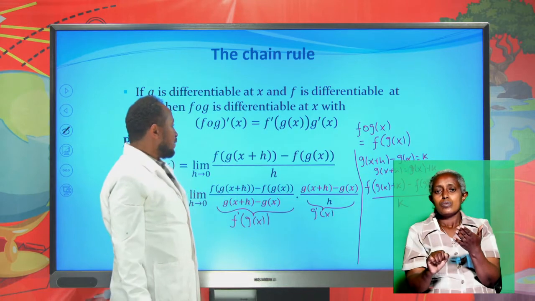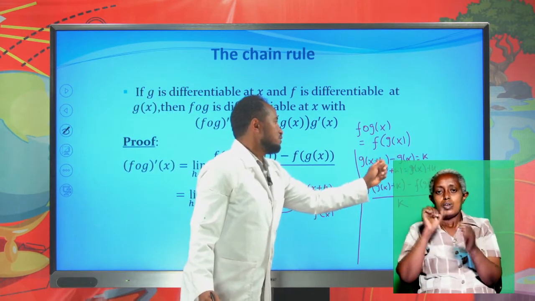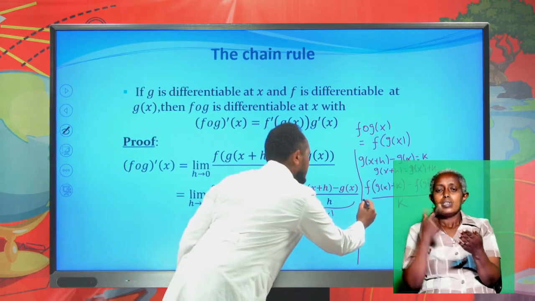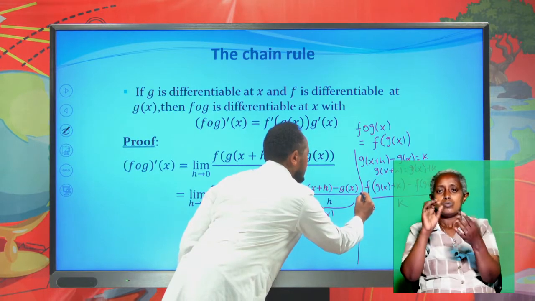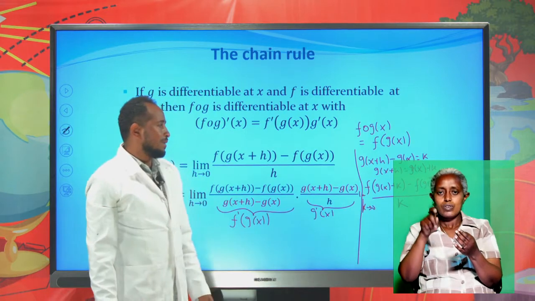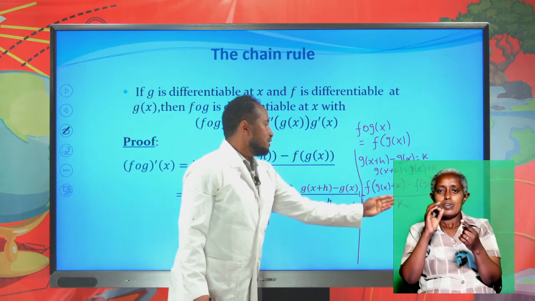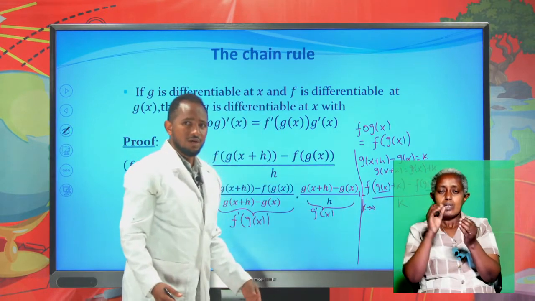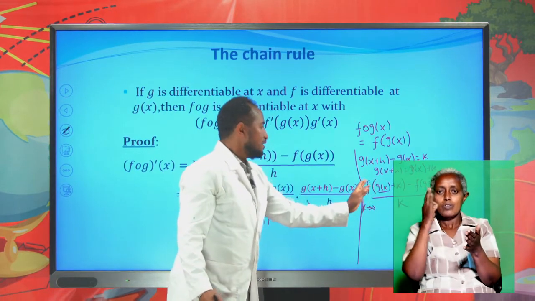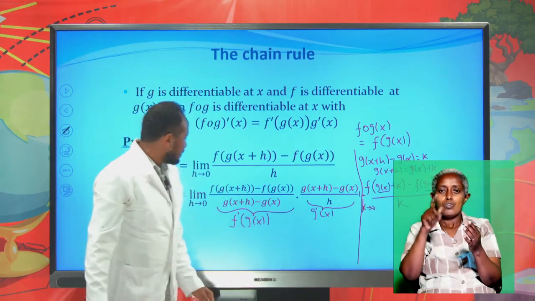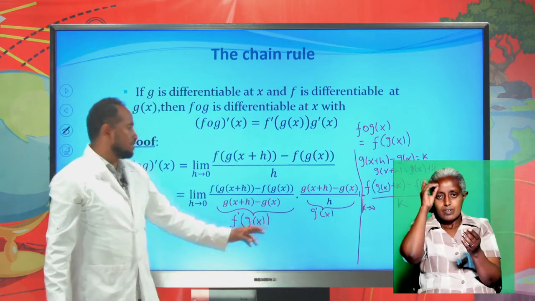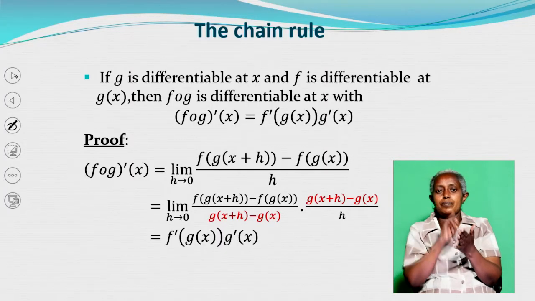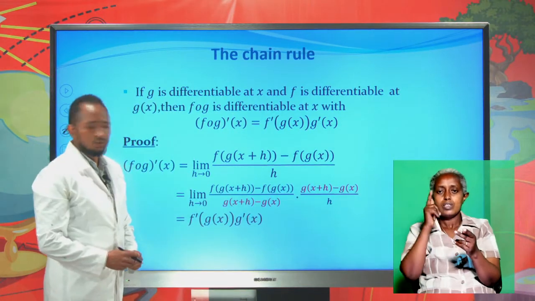So the limit when h goes to 0: here, g of x plus h goes to g of x, so k will also go to 0. So the limit when k goes to 0 of f of g of x plus k minus f of g of x over k means, taking it as a single number, similar to the definition, the derivative of f at g of x. Therefore, this part will be f derivative of g of x, and the next part will be g derivative of x. So this completes the proof.